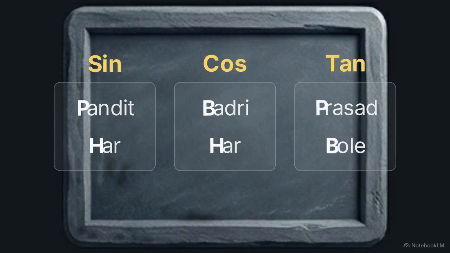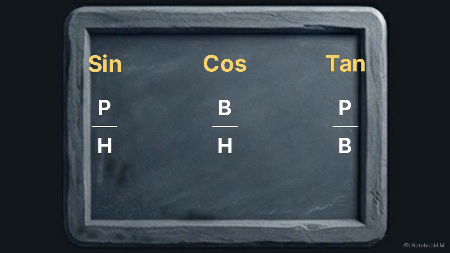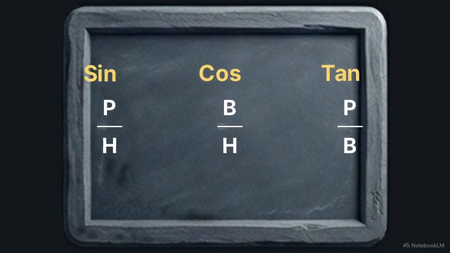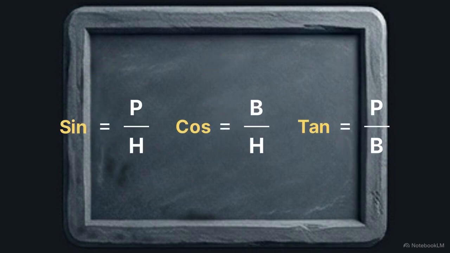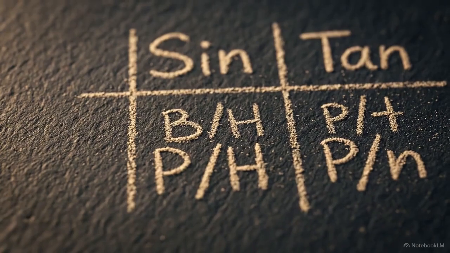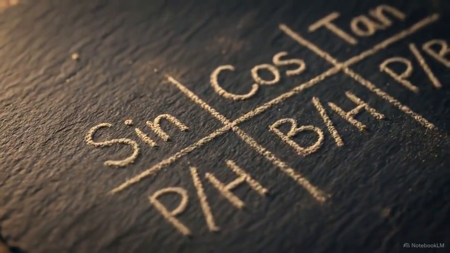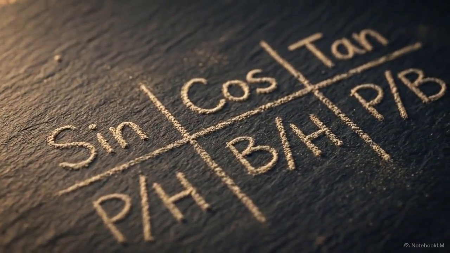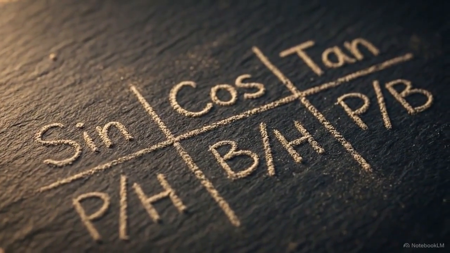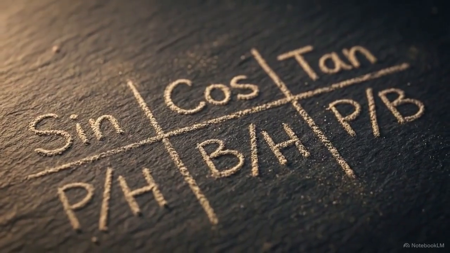Now strip away the excess letters and draw a division line between the rows. You have the formulas for sine, cosine, and tangent. This grid organizes the foundational equations for you. Sine is perpendicular over hypotenuse, cosine is base over hypotenuse, and tangent is perpendicular over base.